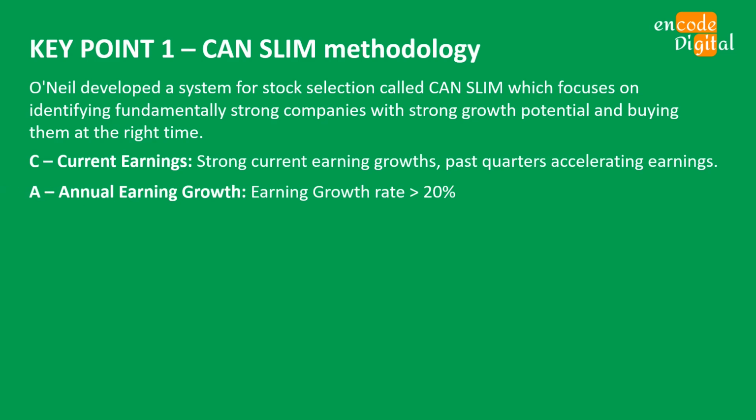A stands for annual earnings growth. O'Neill suggests to consider companies with a track record of strong annual earnings growth. Look for companies with earnings growth rates of at least 20 to 25% in recent years. Consistent earnings growth indicates a healthy and thriving business.